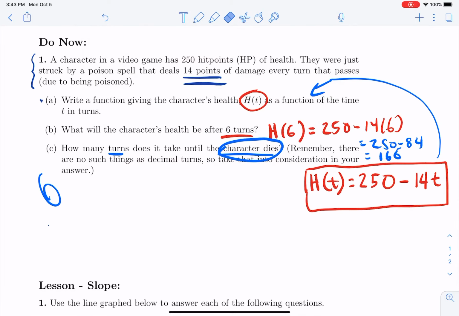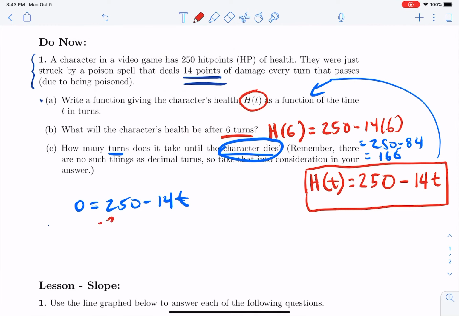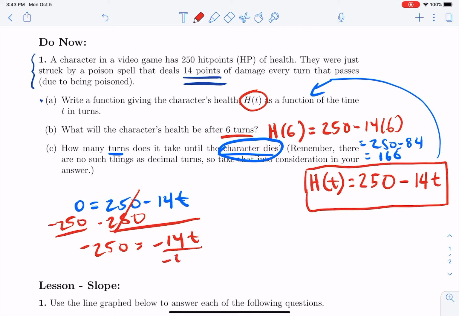Sorry, I had some stylus issues here. So when does 0 equal 250 minus 14t? Now, to solve this equation, I'm going to subtract 250 from both sides. All right, I have negative 250 equals negative 14t. Divide both sides by negative 14. Okay, that cancels. I'm going to get t equals.